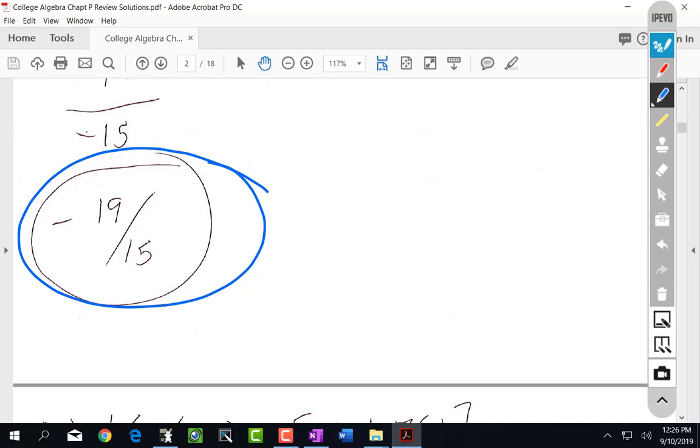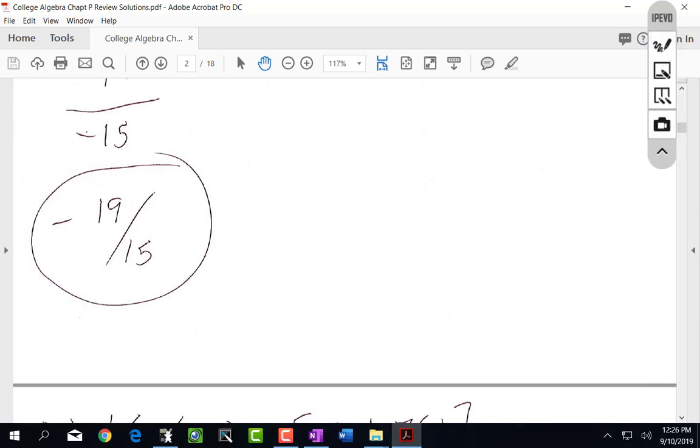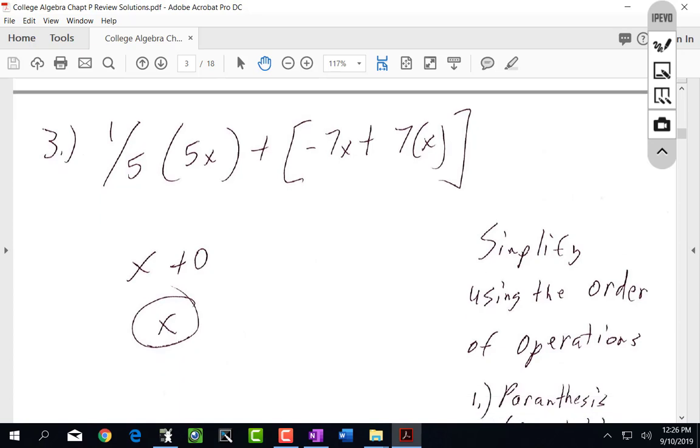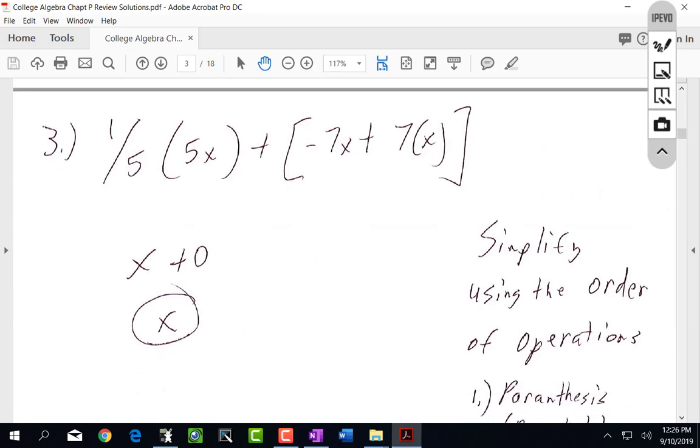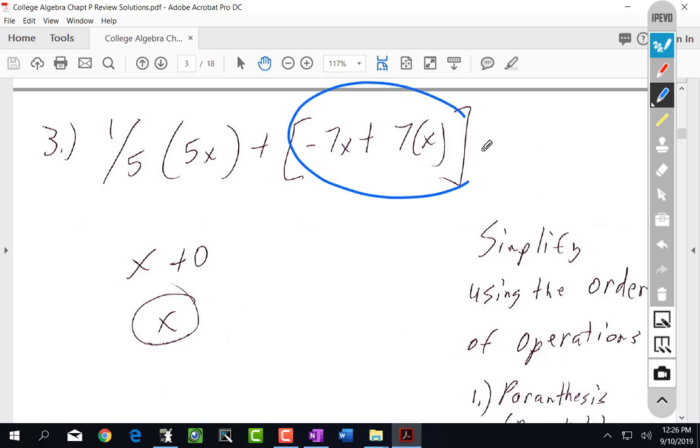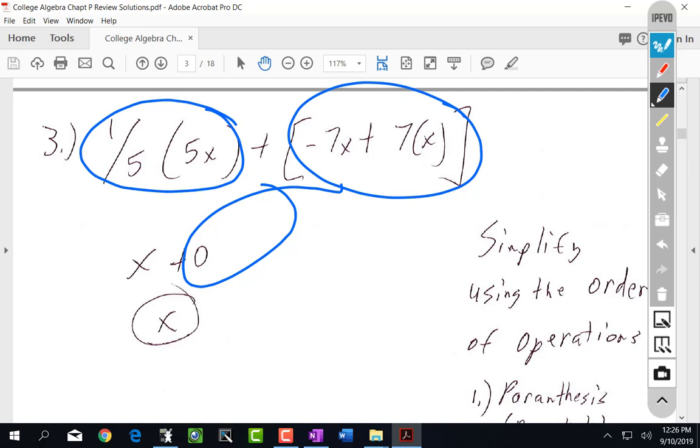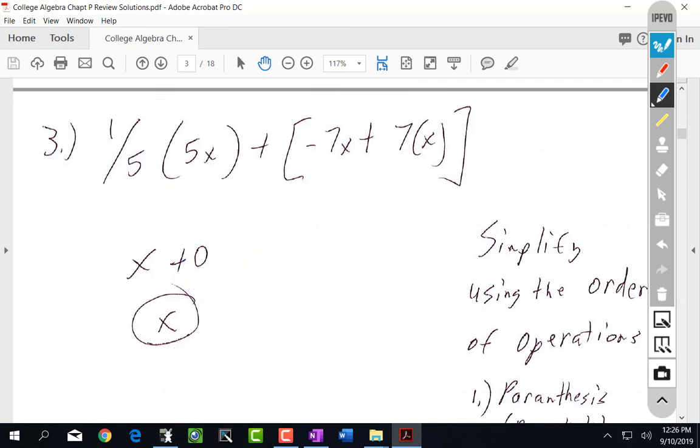Okay, number 3. Number 3 says that I have this expression here. It says write the algebraic expression without parentheses, or in other words, simplify it. So I have 1/5 times 5x plus -7x plus 7x. Simplifying this, you'll notice that -7x plus 7x is going to give me 0. I have 1/5 times 5x, so that's just going to be 1x. I add those together and I get x plus 0 is equal to x.